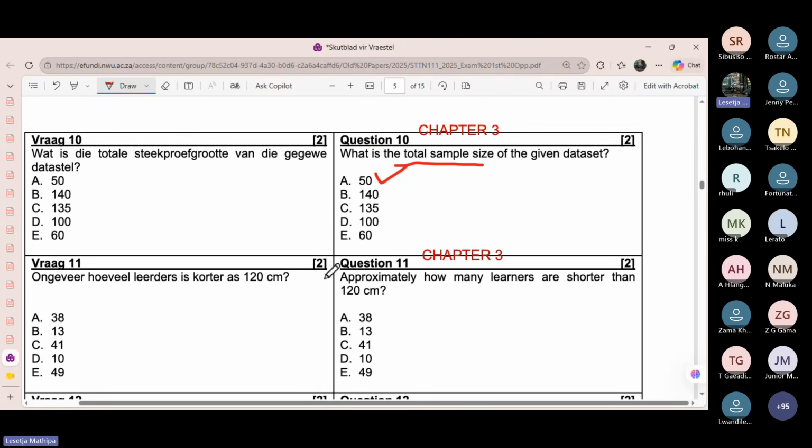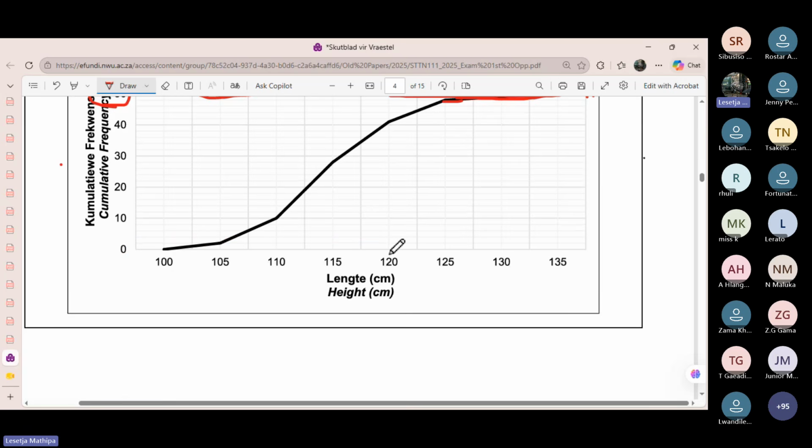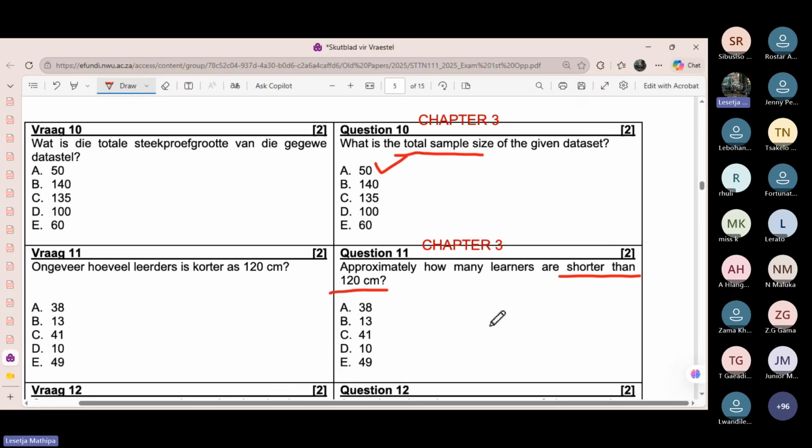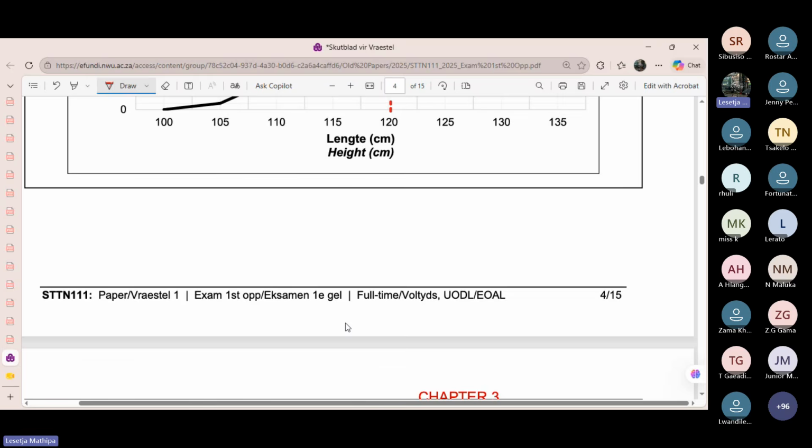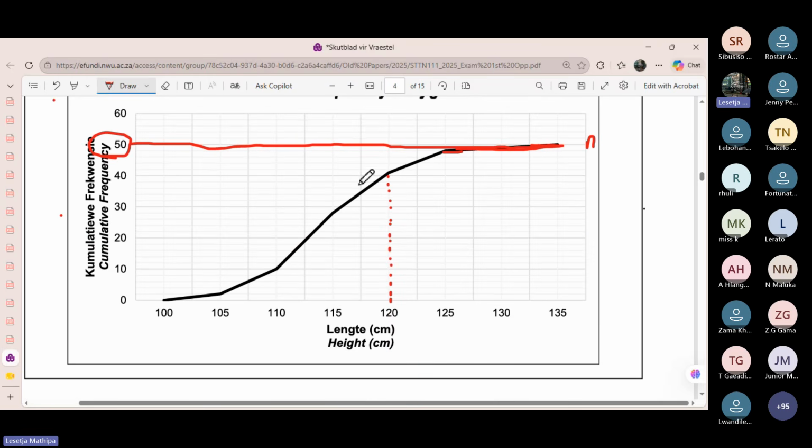It says, approximately how many learners are shorter than 120 centimeters. The keyword here is shorter than 120 centimeters. So if they say shorter than 120 centimeters, you're going to check where there's 120. Go up here and check where there's 120, whether it's going to be above 40. If you check, when you look at the options, you're going to see that it's above 40. So when you estimate, you can say it's 41.